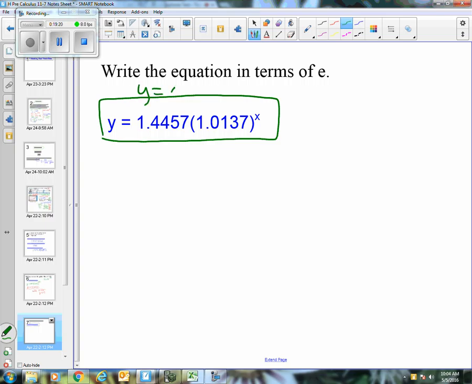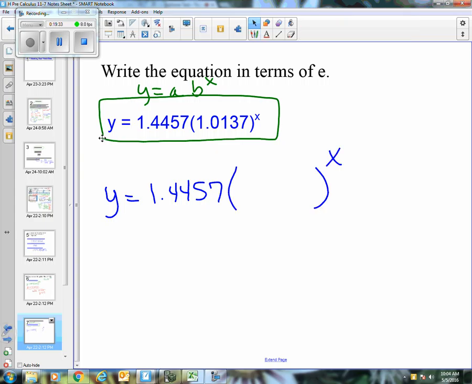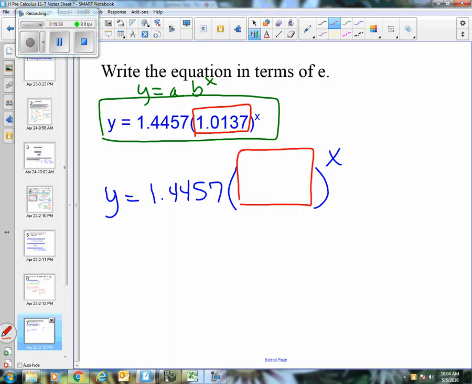This is the y equals ab to the x. There's no e in there. The base is just a base 10 number. Okay, this is how you transform it, and this is really neat. So instead of writing our base, I am going to replace in my original equation this 1.0137 with a new statement. I'm going to replace it with e to the natural log of 1.0137, to the x power.